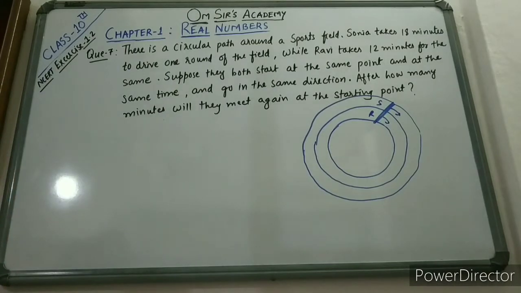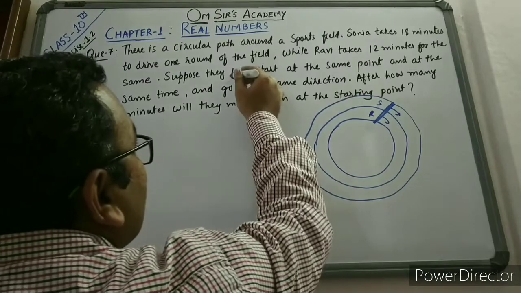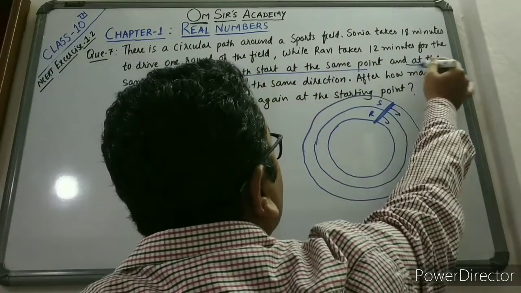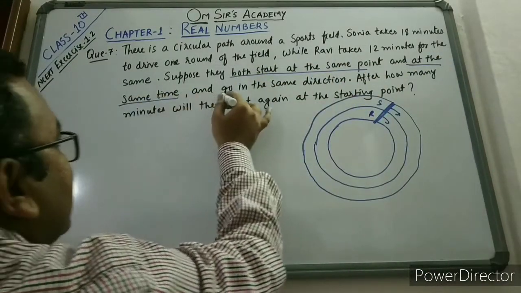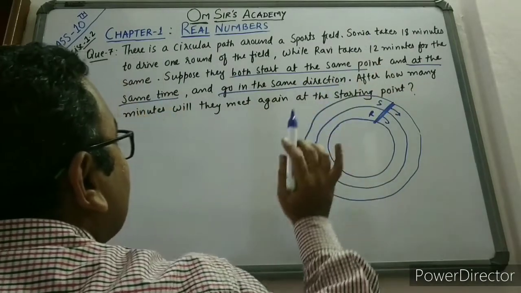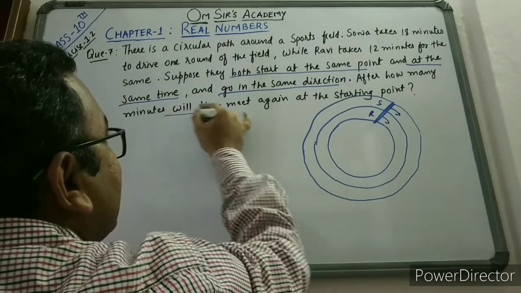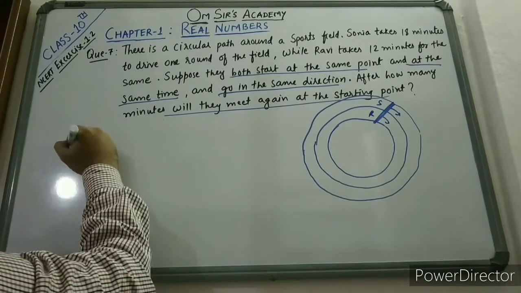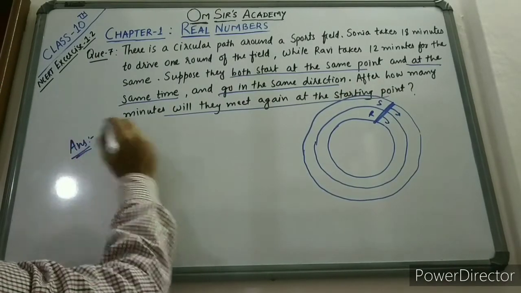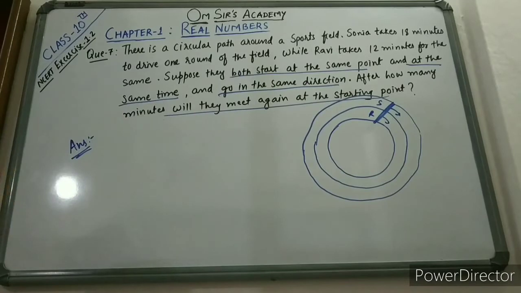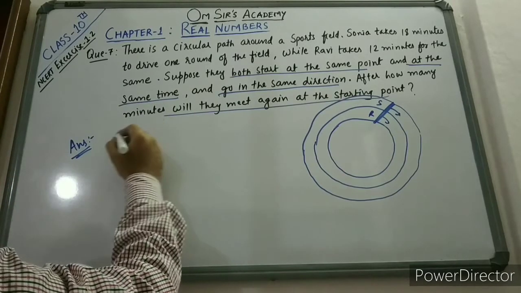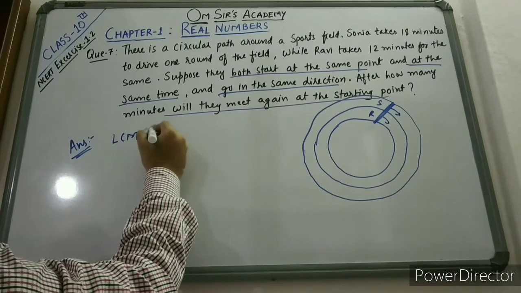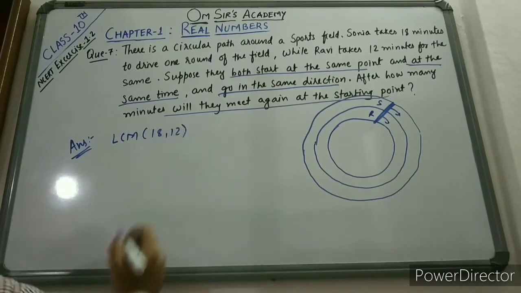So friends, it is a very easy trick. Whenever this type of sum comes, that they both start at the same point, at the same time, and they go in the same direction, and when they will meet at the starting point again, it is a simple solution. You just have to find the LCM of these two numbers, 18 and 12. Is it clear?